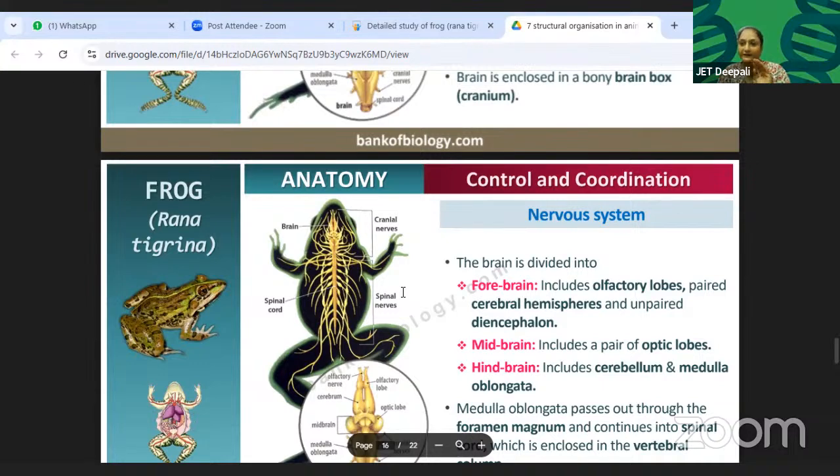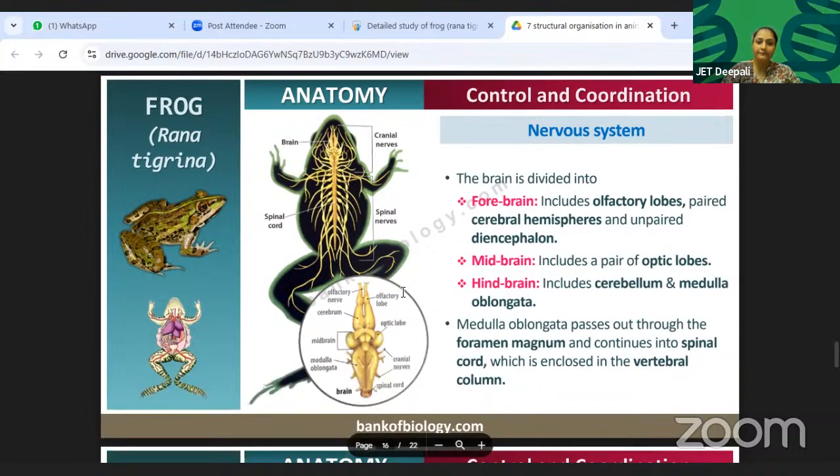The forebrain includes olfactory lobes, which you can see here, paired cerebral hemispheres and an unpaired diencephalon. The midbrain includes a pair of optic lobes. The hindbrain includes the cerebellum and medulla oblongata. We also have the same thing. The medulla oblongata passes out through the foramen magnum and continues into the spinal cord, which is enclosed in the vertebral column. So they also have a spinal cord, so they must have reflexes. They also have reflex actions.